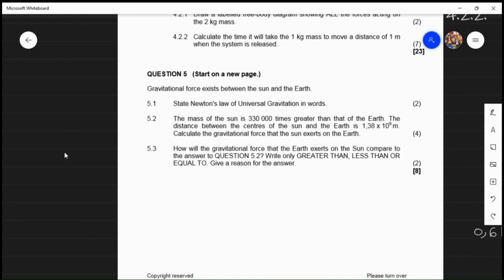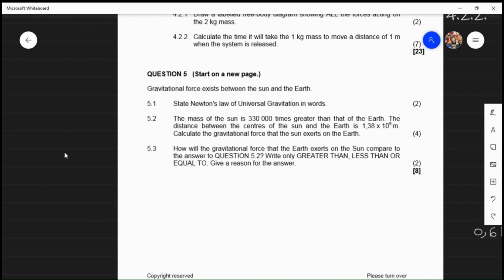So, Newton's law of universal gravitation states that every particle in the universe attracts every other particle with a force that is directly proportional to the product of their masses. Keep in mind, product refers to multiplication. So the product of their masses and inversely proportional to the square of the distance between their centers.